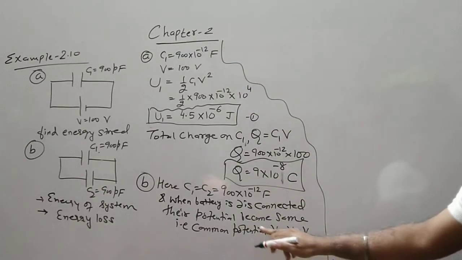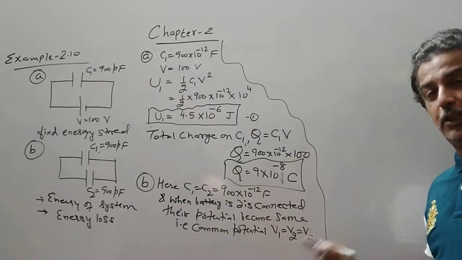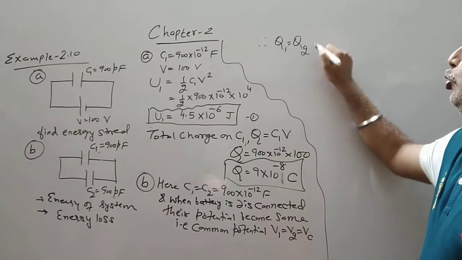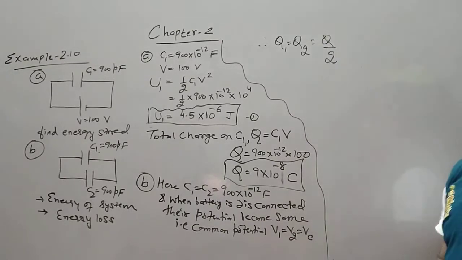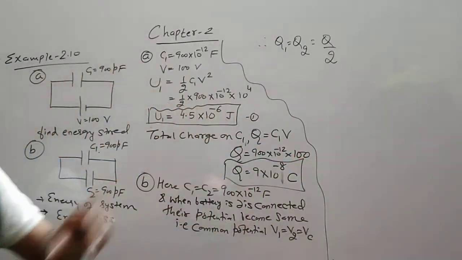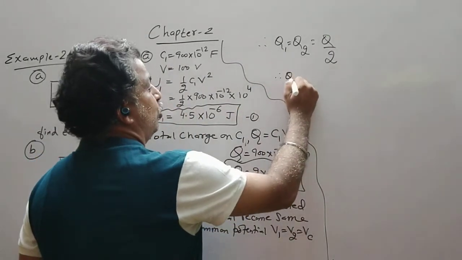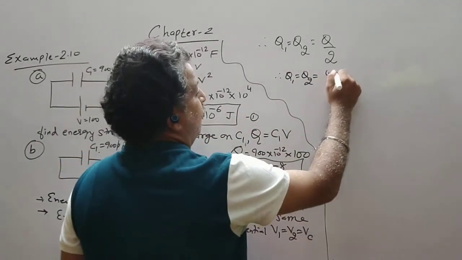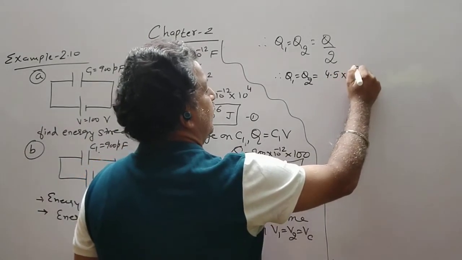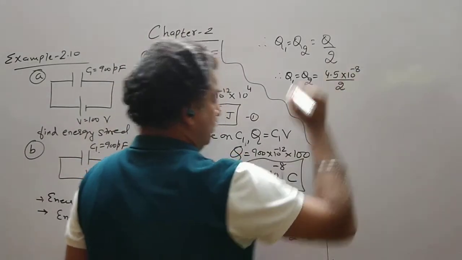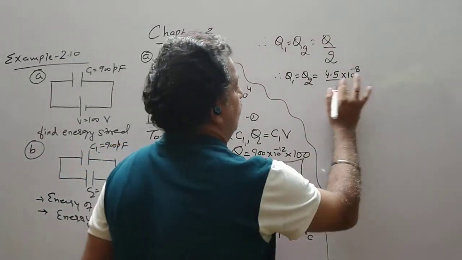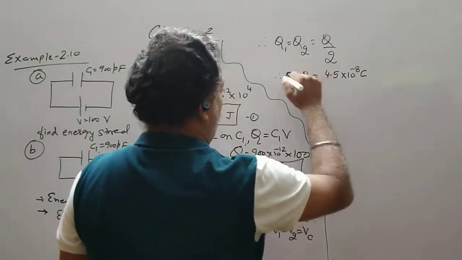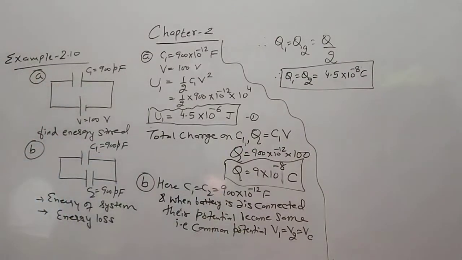Now let us see. Here we have written C1 is equal to C2, V1 is equal to V2. Therefore, Q1 is equal to Q2 is equal to Q by 2. This is when the battery is disconnected. And therefore, Q1 is equal to Q2 is equal to half of this, that is 9 into 10 raised to minus 8 divided by 2. Sorry, we have divided 9 by 2. So it is 4.5 into 10 raised to minus 8 coulomb. So Q is found.